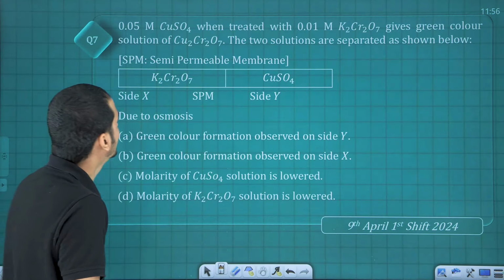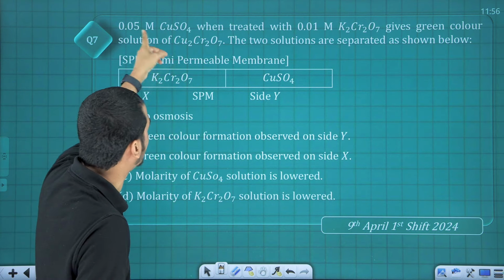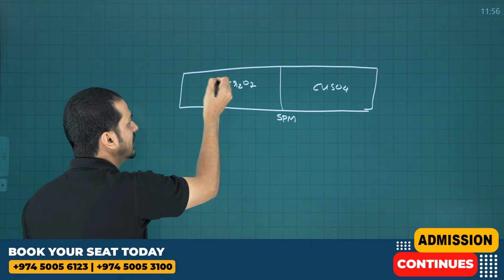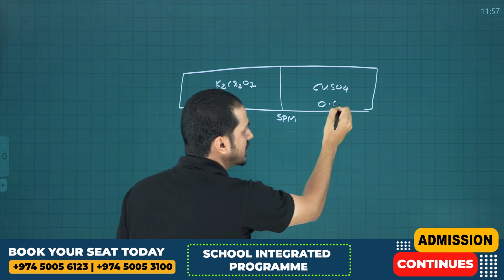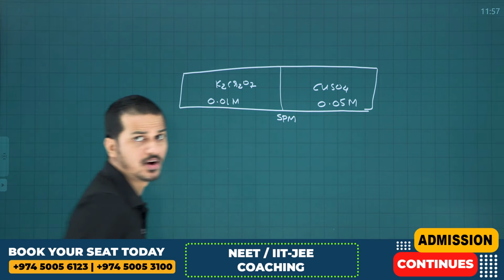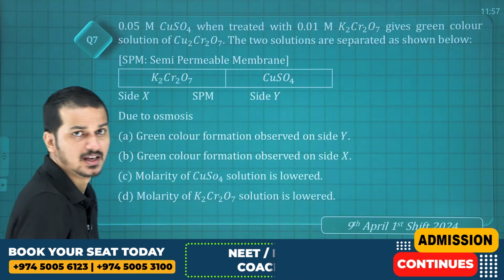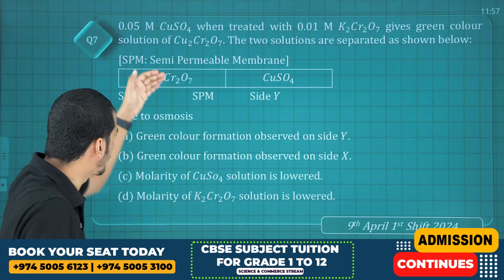But here, the K2Cr2O7 concentration they have given is 0.01. This side is 0.01 molar, this side is 0.05 molar. Okay, that's okay. That is a semi-permeable membrane. If this K2Cr2O7 and copper sulfate mix, we will get green color. Okay. Now let's look at the options.